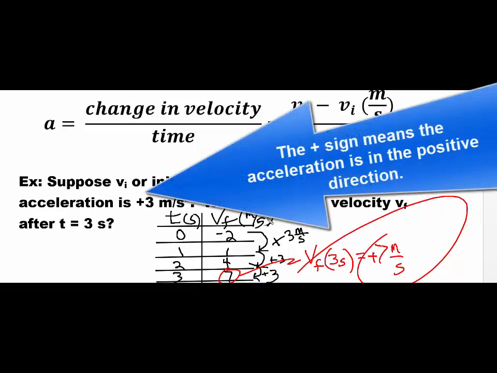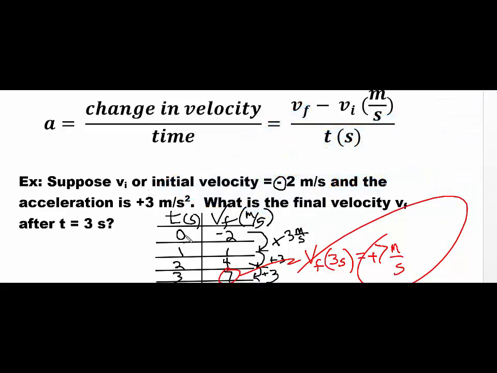We do a table of values, time and final velocity. Velocity at time 0 is minus 2 meters per second. After 1 second, we've increased the velocity by 3 meters per second, or moving at 1 meter per second. After 2 seconds, add another 3, or 4 meters per second. After 3 seconds, add another 3. And so our final velocity after 3 seconds is plus 7 meters per second. Plus meaning that we are moving in the positive direction.